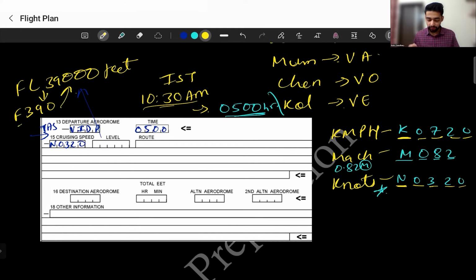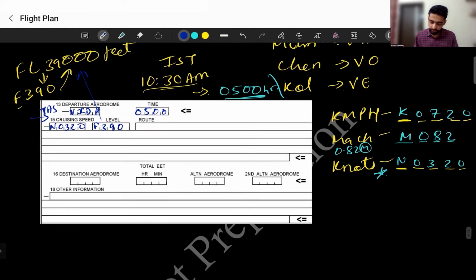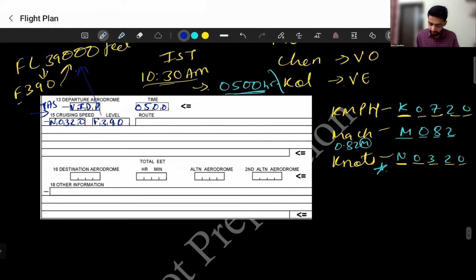So how to write flight level? You will not write FL. Please remember, again, a DGCA question. You will not write FL. You will write directly in flight level. You will write F390, which will represent 39,000 feet. So if you write F390, it will represent 39,000 feet. Just imagine if you want to write 8,000 feet. You will write F080. This will represent 8,000 feet.